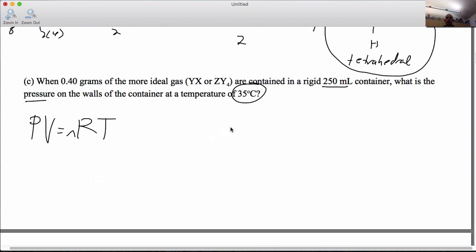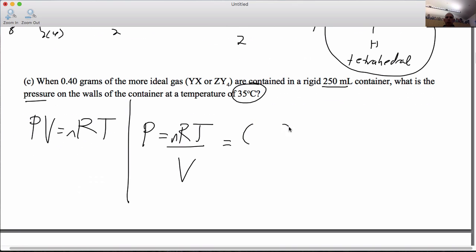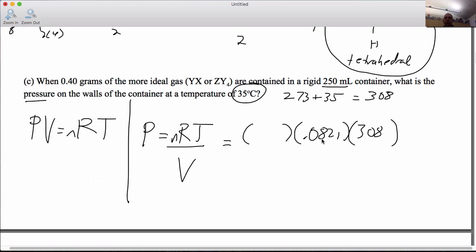So we know we're going to be dealing with that, and what we're going to be solving for here is the pressure, so P equals nRT over V. So let's go ahead and do that. We're going to solve for the moles. We know that R is 0.0821. We know that this is going to be 273 plus 35. Okay, that's going to be 308 Kelvin, divided by the volume. 250 milliliters divided by 1,000 is 0.250 liters.